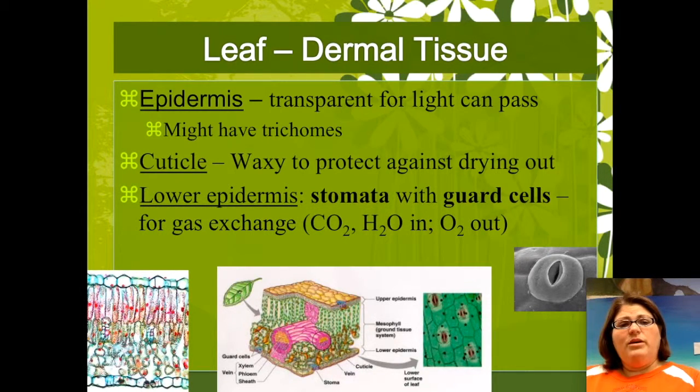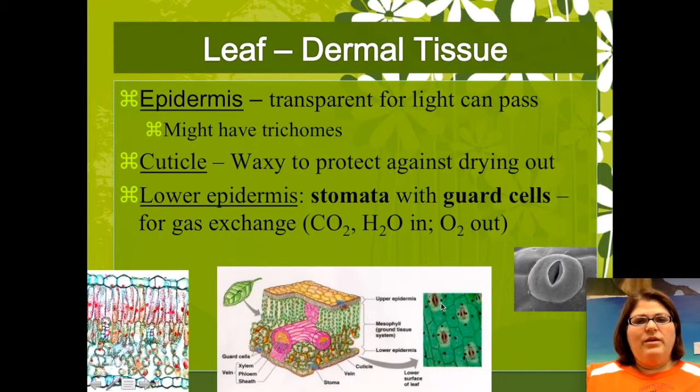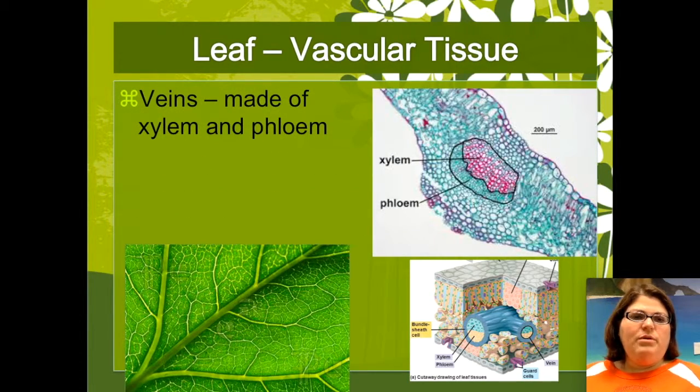And then most have a lower epidermis, well, all have a lower epidermis, and on that lower epidermis you'll find a high incidence of stomata with guard cells. So stomata is the hole, and the cells that open and close around it based on the water content are the guard cells.